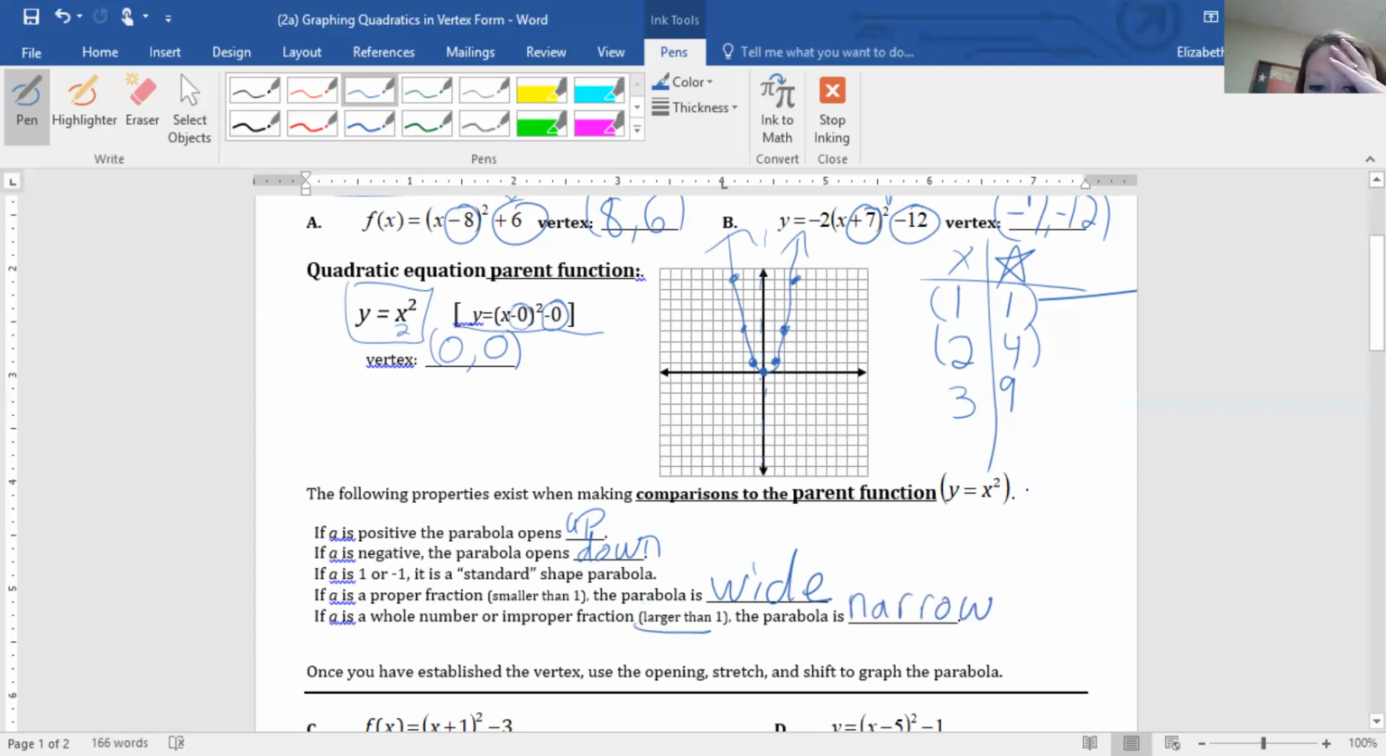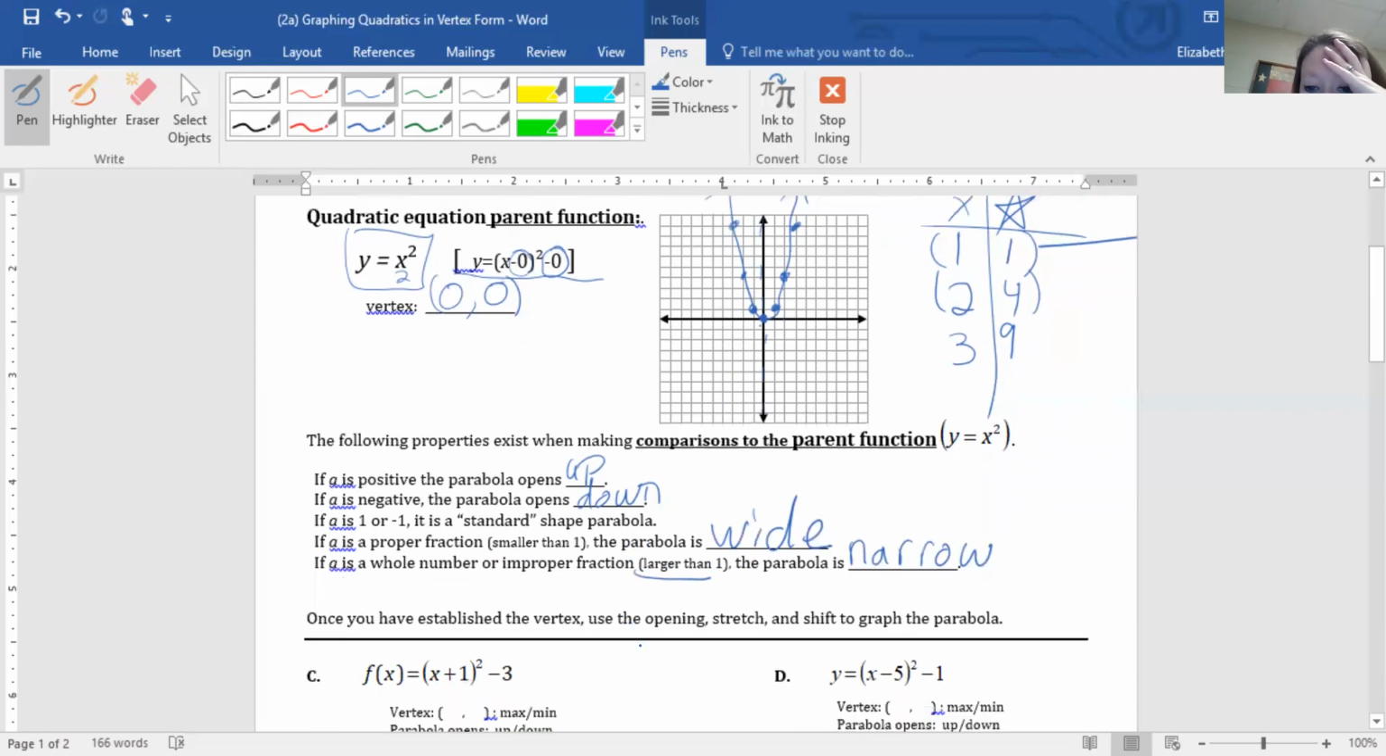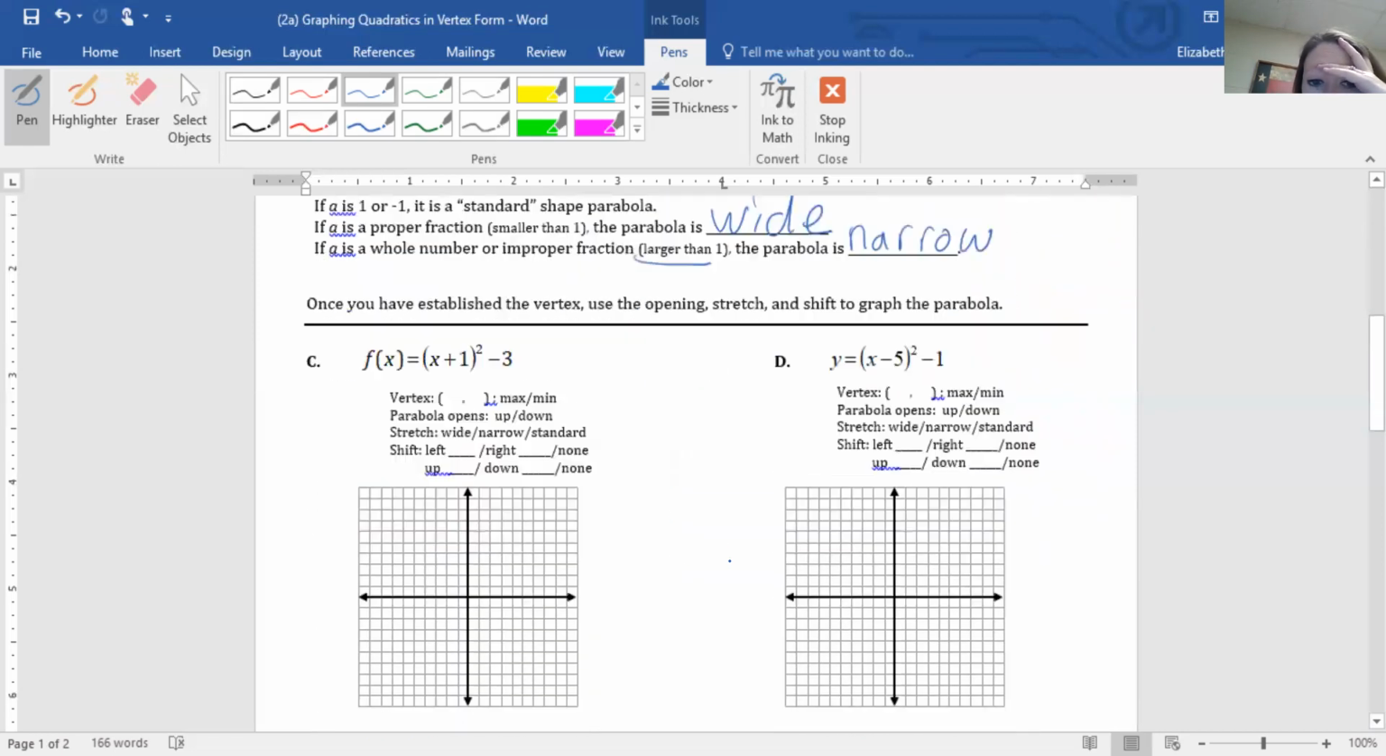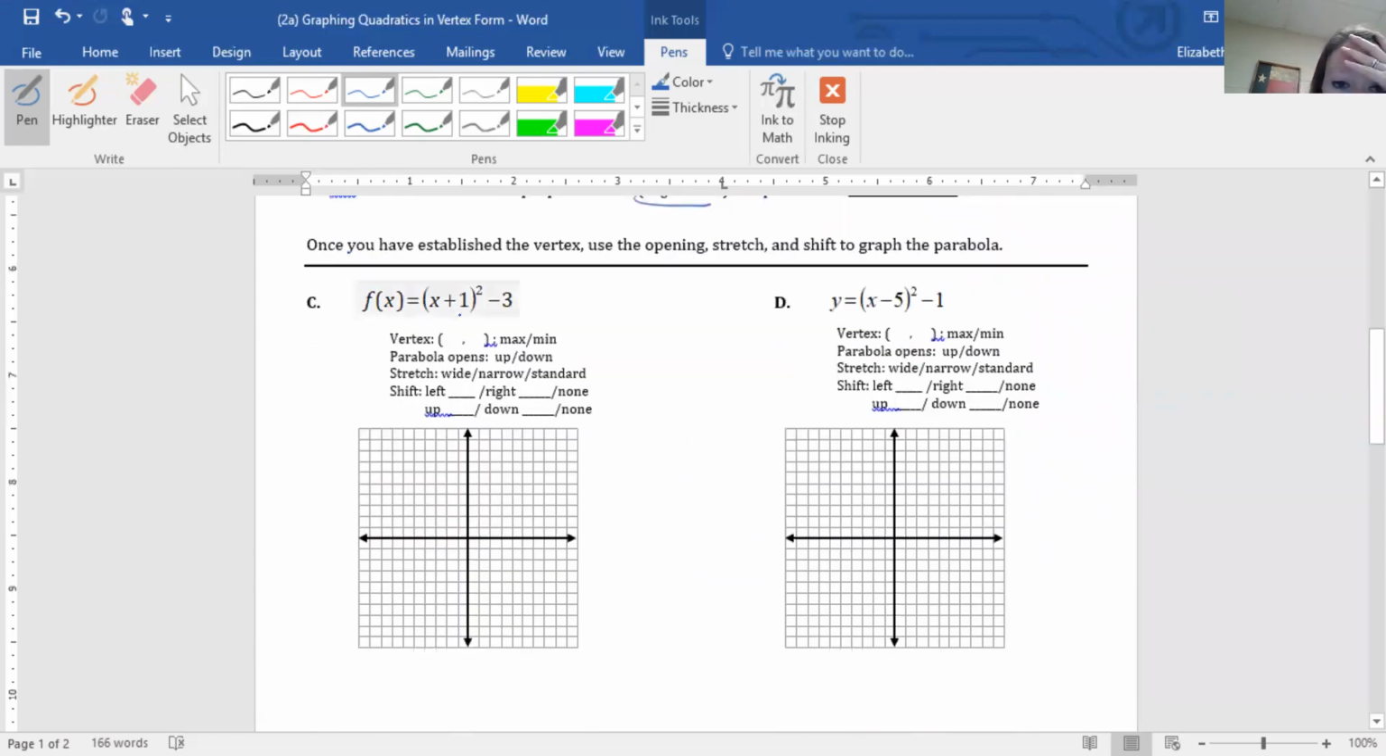All right, so once you've established your vertex, use the opening, stretch, and shift to graph the parabola. Looking at this, vertex, once again, opposite of h, -1, use k, -3. Next one is asking me for a minimum or maximum. More on that in just a second. First, let's go to this next one.